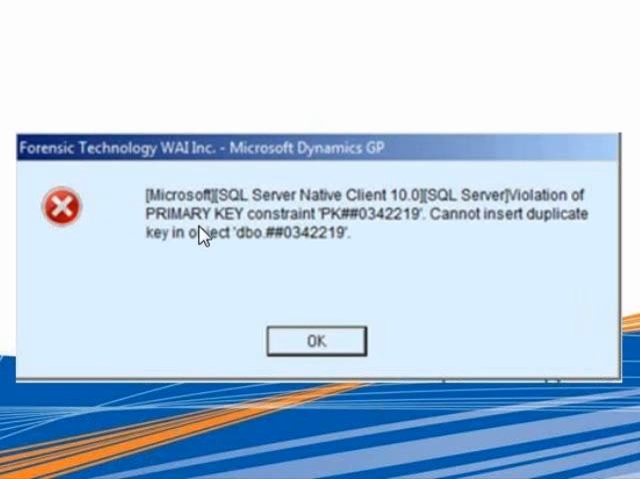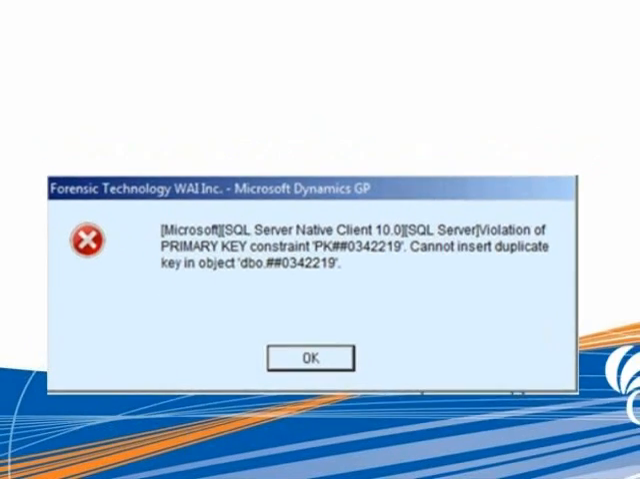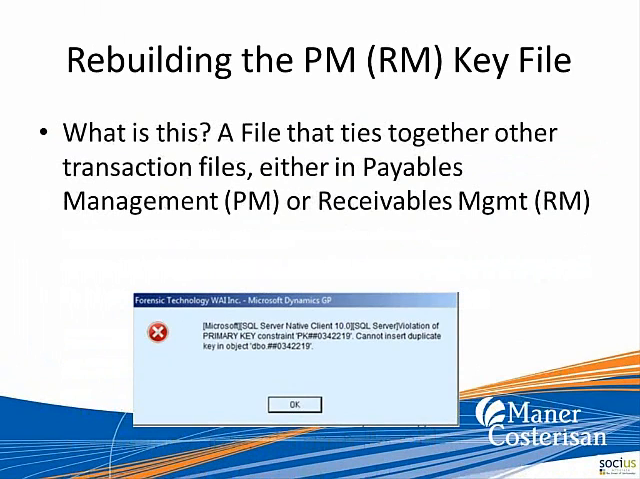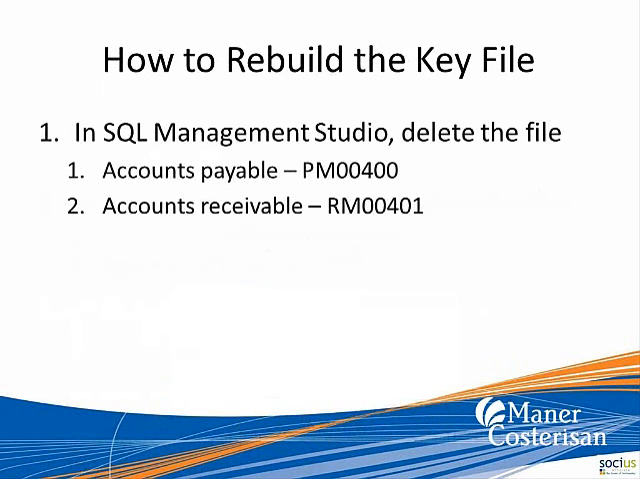That's my trigger. And that means that there is a file that ties together the other transaction files. It's kind of linking all the payables files together or all the receivables files. That needs to be rebuilt. Here's how. You've got to go into SQL Management Studio. The file is PM00400. The accounts receivable file is RM00401. So you're going to delete the file in SQL Management Studio, and then in GP, you're going to rebuild it.